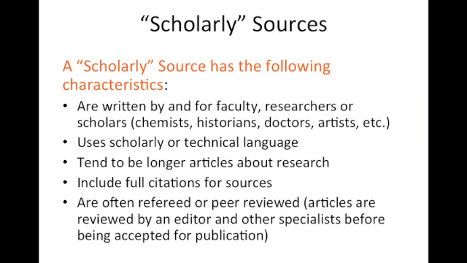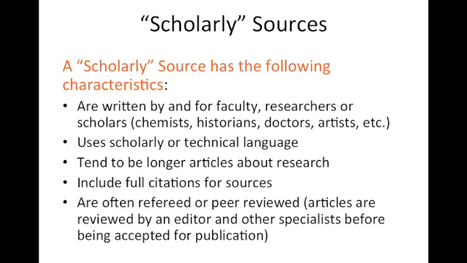Okay, so a scholarly source has the following characteristics. They're usually written by and for other faculty members, researchers, or scholars. They use scholarly or technical language, so they might be a little more difficult to understand, so you read slowly and they have to define a lot of terms. They tend to be much longer than any article you'll find online, and they do include citations for all of the sources they used to compose the article or the source. And they also go through a peer review process, which means before they're published and made available, they are reviewed by editors and other specialists to make sure that the information is accurate and credible.